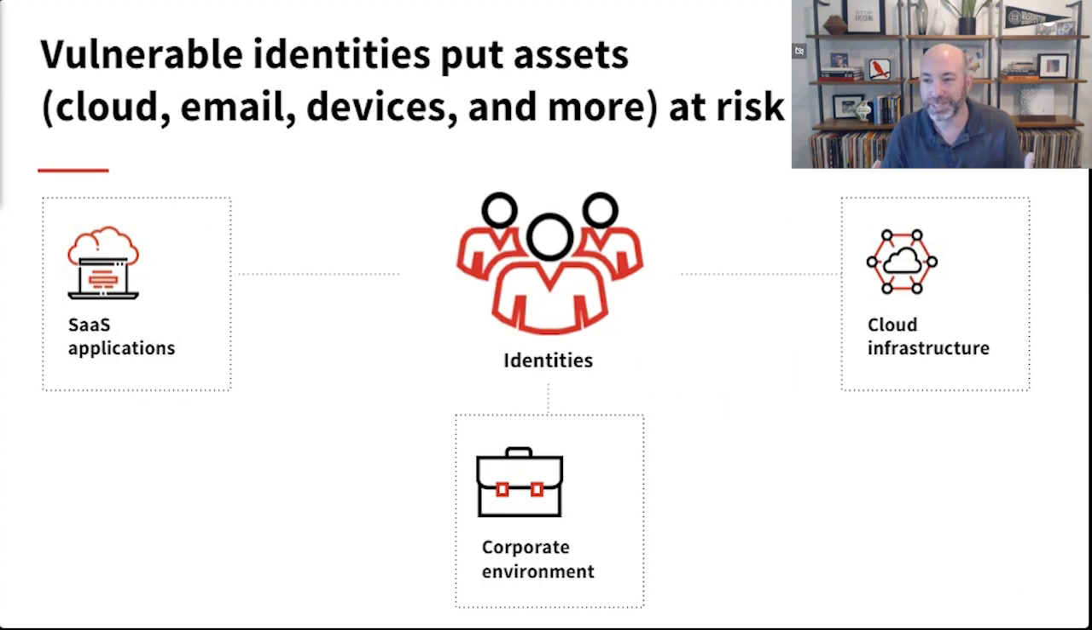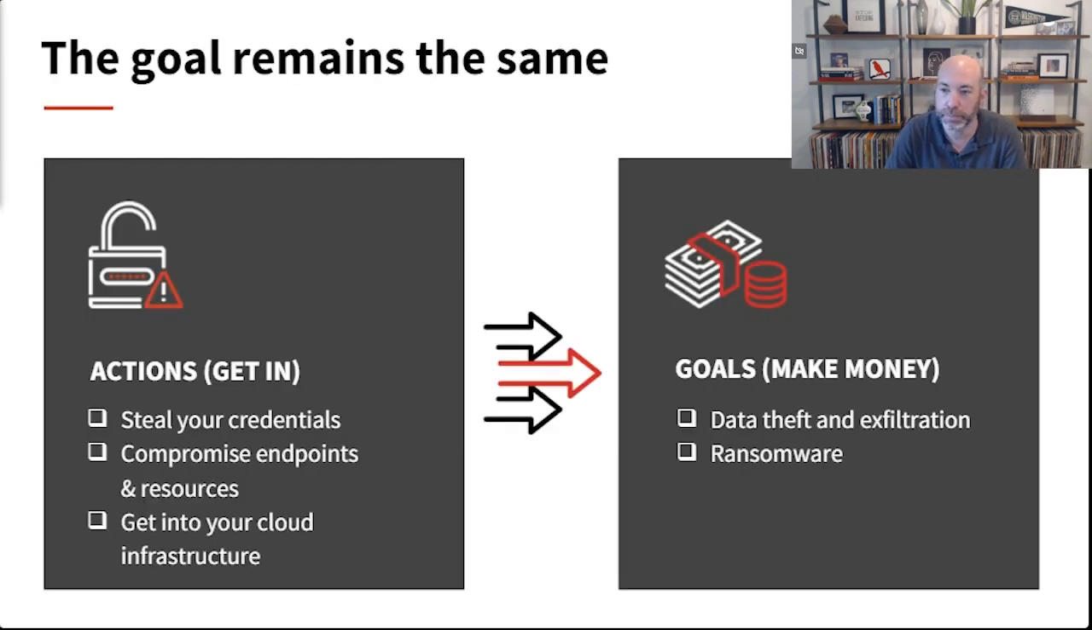And the good news is, just because we're talking about cloud and email, it's the same story we've been telling for many years, which is attackers are able to compromise parts of our account, often the identities of our users. And from there, they can go into cloud, SaaS applications, corporate environments, endpoints, things like that. So their way in is very similar. And their means of doing so and their goals are very similar, which is get in by stealing your credentials, compromising your endpoints, could be getting into your cloud infrastructure.